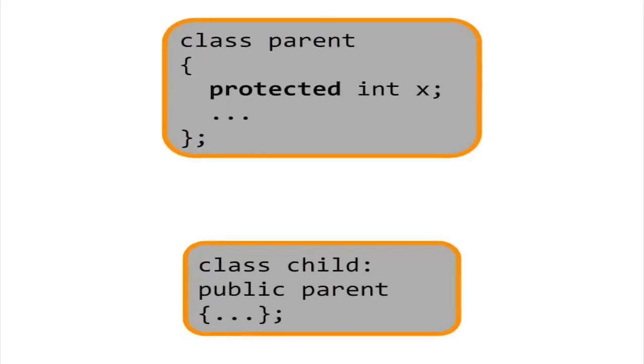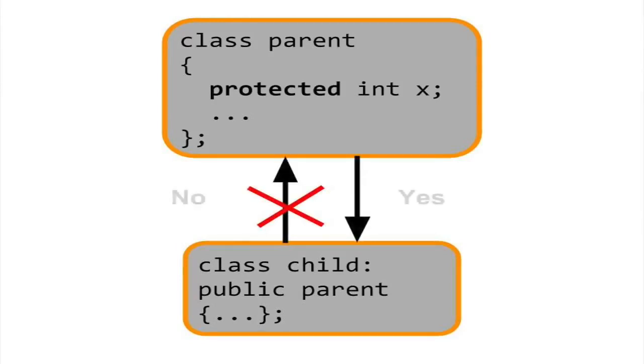Note that the direction of inheritance is hierarchical and one-directional. Derived classes have access to all the protected members of a parent class, but the parent classes don't have access to the members of their child classes.